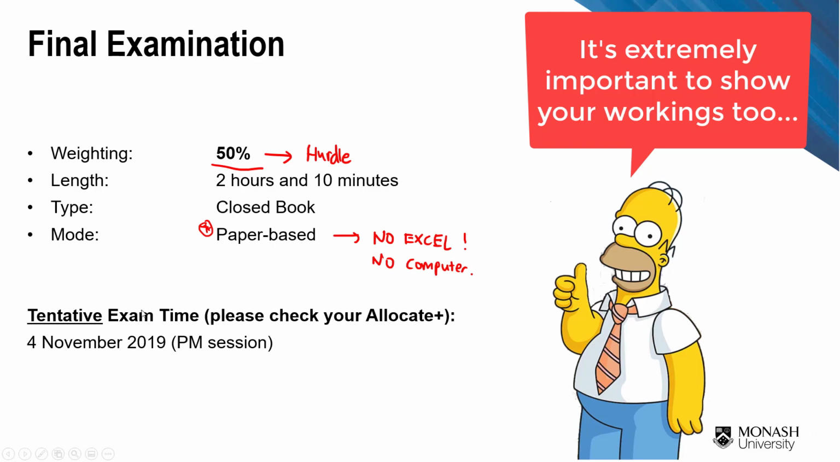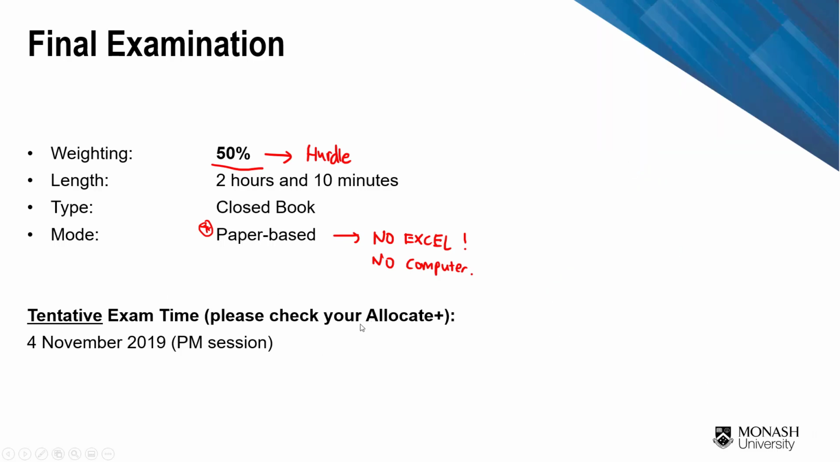Now, the tentative exam time. Please check your site to make sure whether it is correct. But as far as I've been told, it is the 4th of November 2019, which is the earlier exam time, and it is in the PM section, so it will be in the afternoon. But please check the updated exam time. This is still tentative. I'm not sure whether this is the correct exam date, but as far as I've been told, this is what it is.